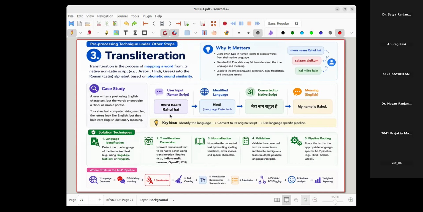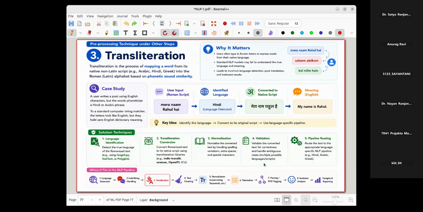So what is the solution? First you identify the language. Polyglot is also used for that. You identify the language, and even if it is written in Roman script, it can identify the language. Once you identify it, then you convert it. Let's say you want to convert this into Hindi. There are different pre-trained models or modules available which you can use, like Indic Transliteration. You can use that to convert this Hindi sentence written in English alphabets to the original alphabet of Hindi. Then you can do the normalization and validation as usual, and process it according to the model's requirement. So this is called transliteration.